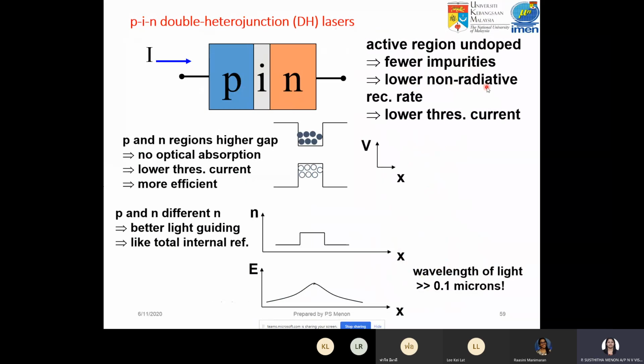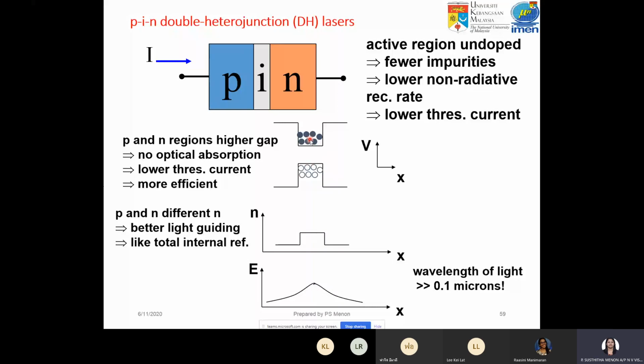What's the meaning of non-radiative? It doesn't contribute to the photon. And when there is less, that means this becomes heat. Non-radiative recombination means heat. And so the threshold current is reduced. Basically, this shows the band gap. This shows the band gap energy. And this is the recombination area for the electrons and holes.